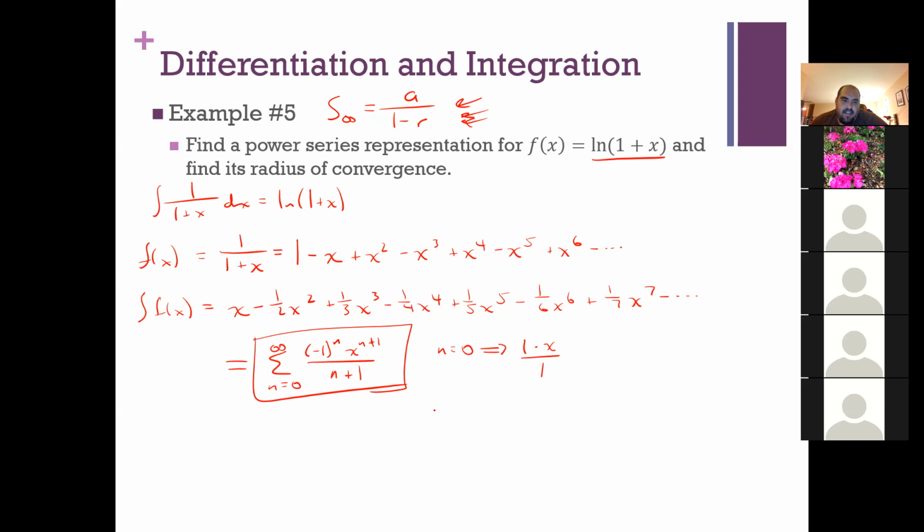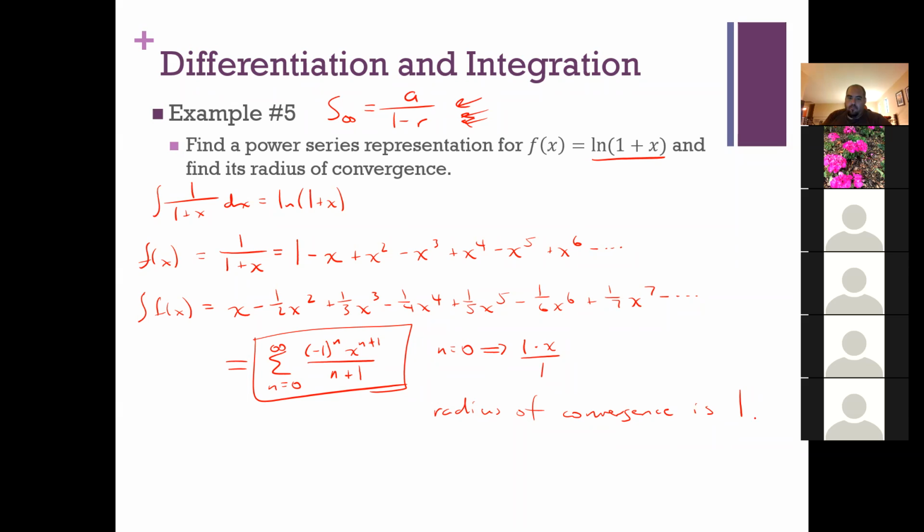And for the same reason as before, the radius of convergence is 1. So taking a derivative or antiderivative does not alter the radius of convergence. Any questions here?